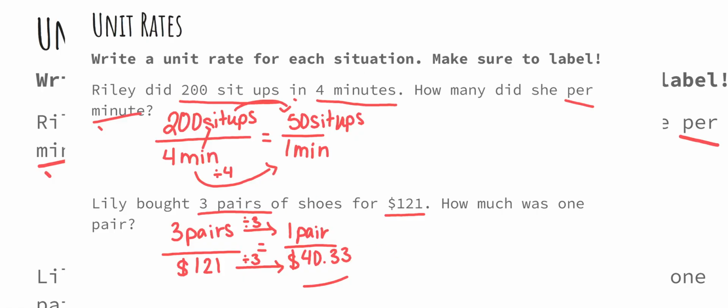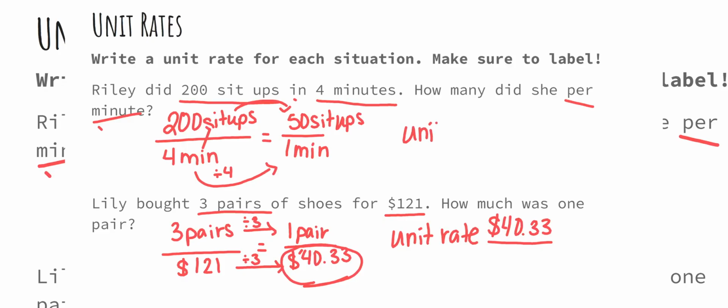Now, I guess I can go ahead and circle it since I started to anyway. If it's just asking how much 1 pair of shoes is, it's okay to write it like this. But if it specifically says what is the unit rate of this, we're not going to write it as a fraction. We are just going to write this number here that's not 1. So for this instance, my unit rate is $40.33. In this one, my unit rate is 50 sit-ups. Okay.